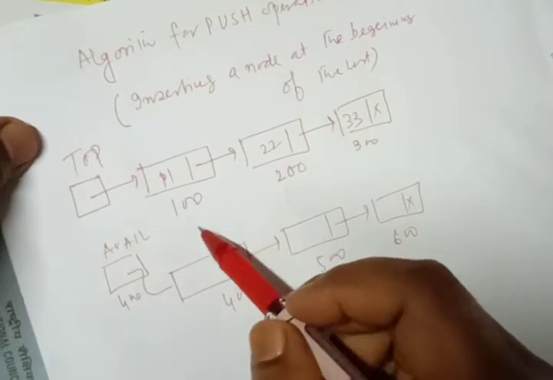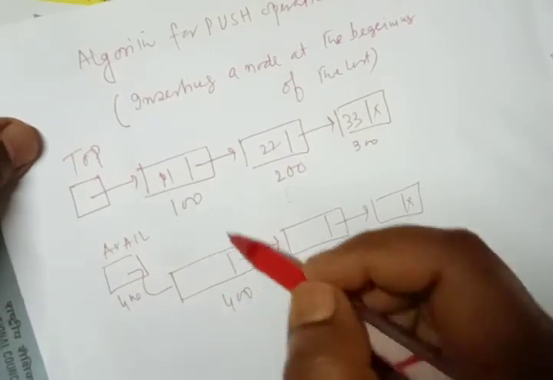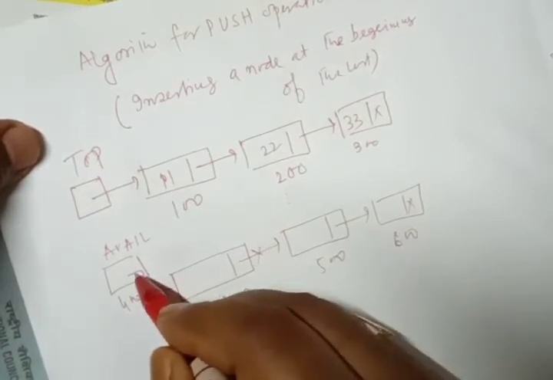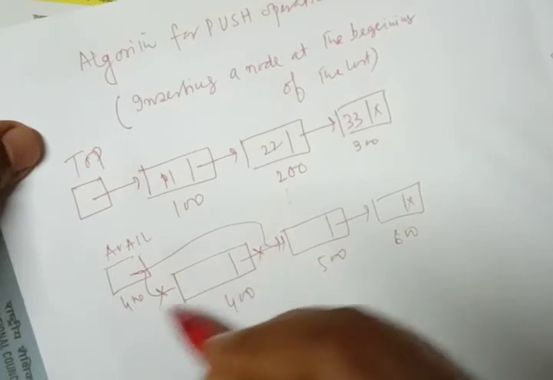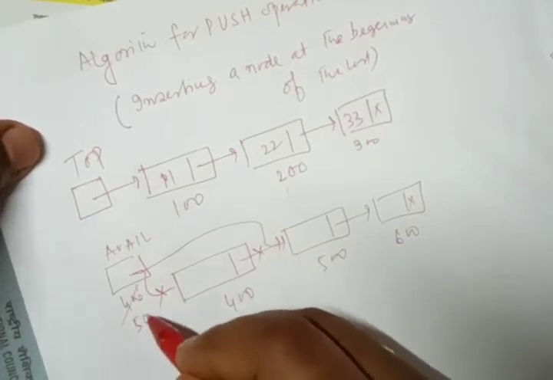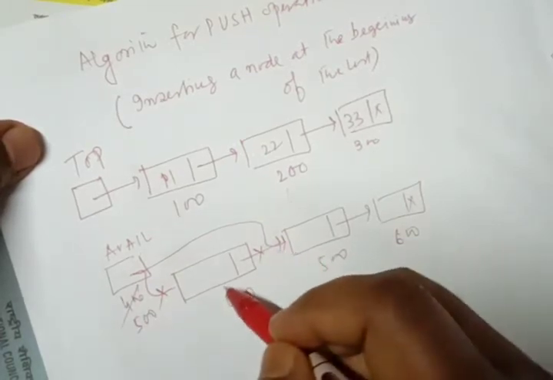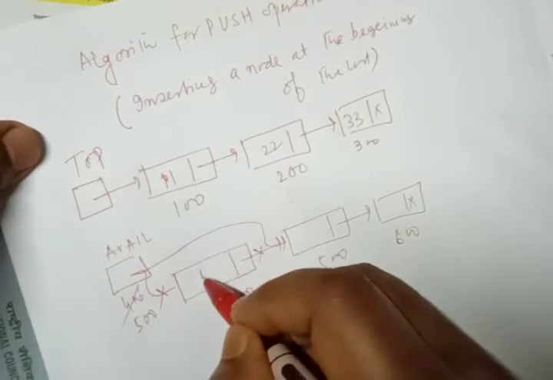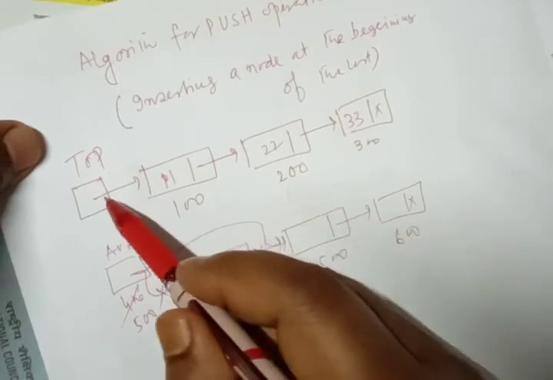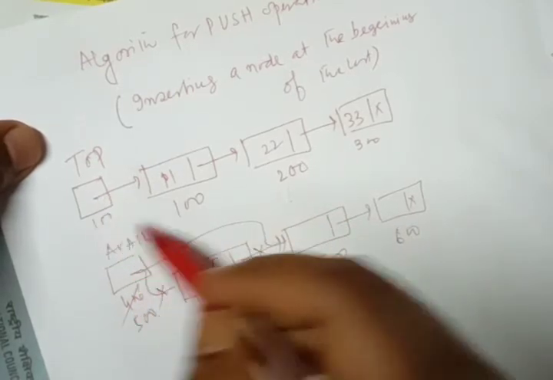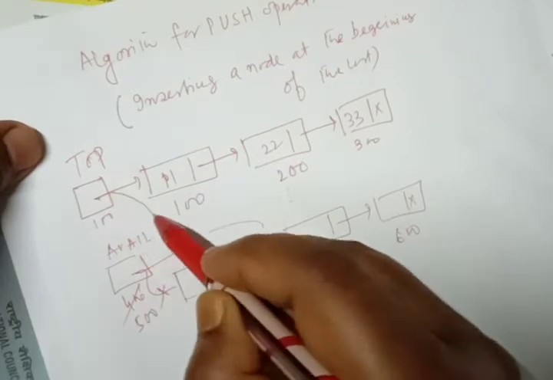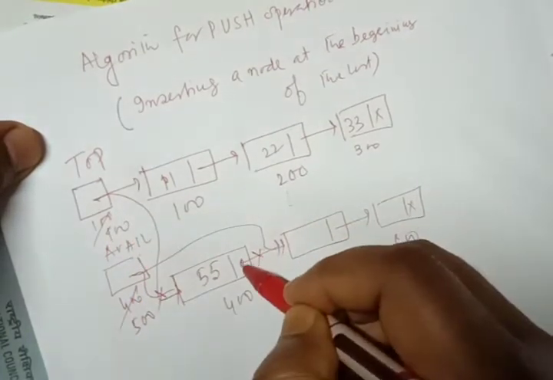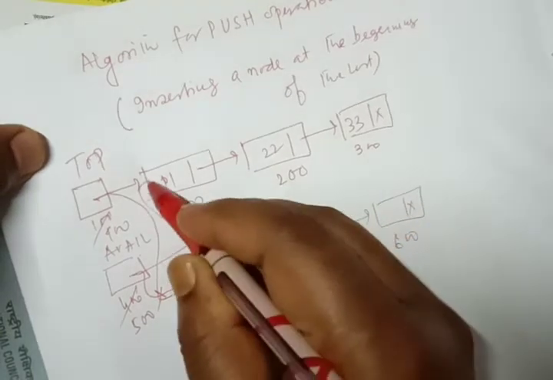The next task, what do you have to do? You have to break the link. Now avail will point to this node, so avail will change. Now it becomes 500. Then we have to put the information of the node, suppose it is 55. Then the top will change. Initially top was 100. Top will point to this node, so this will change to 400. And the link of this new node will now point to 100.